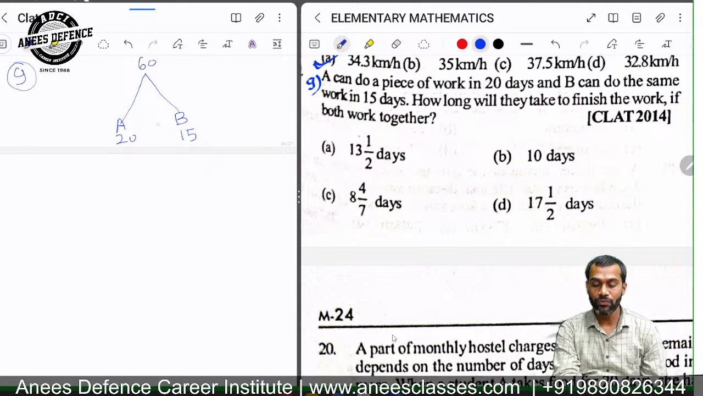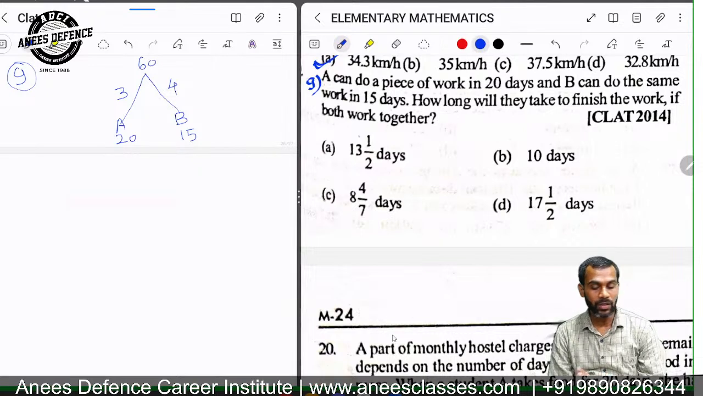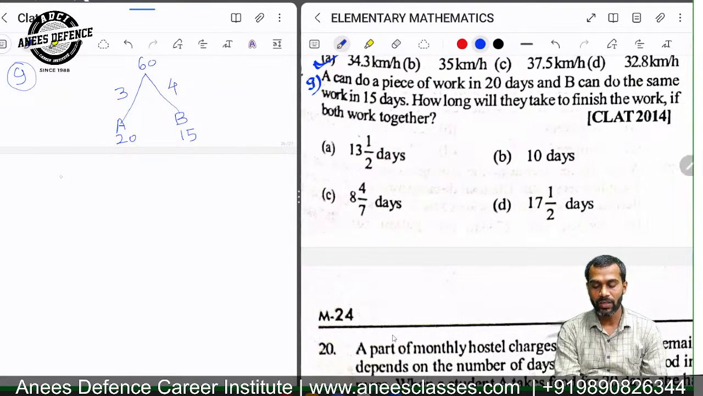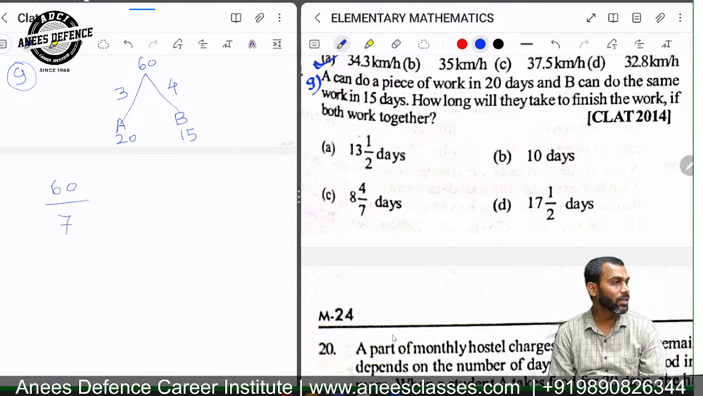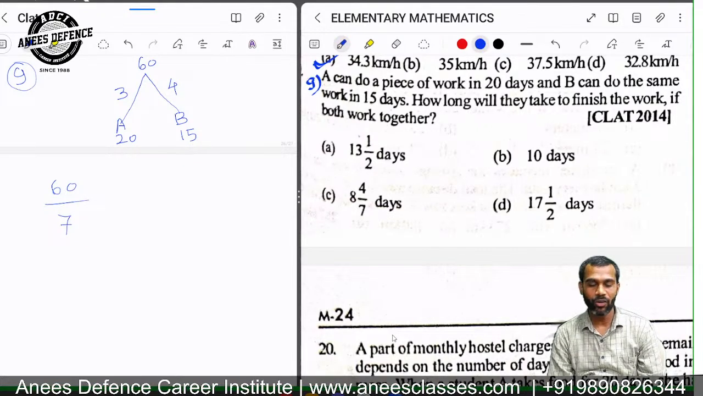I mean, the amount of work done by A in 1 day. It would be 3, and this is nothing but 4. So the total amount of work they will do in 1 day would be 7, and total work is 60. So 60 by 7, and there is only one option where the divisor 7 is there. Yes or no? I mean, C option is the right answer.